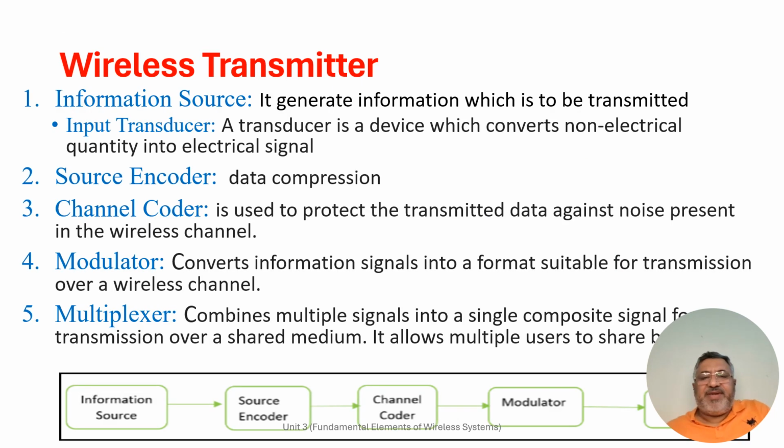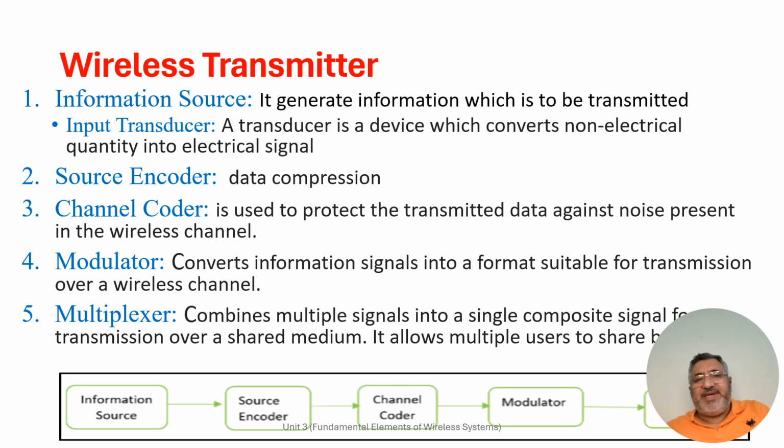A wireless transmitter is a device that converts electrical signal into electromagnetic wave for transmission through the air or space, allowing communication between devices without the need of a physical wired connection. It has the following main units: information source, source encoder, channel coder, modulator, and finally multiplexer. These are, broadly speaking, the units of the transmitter.